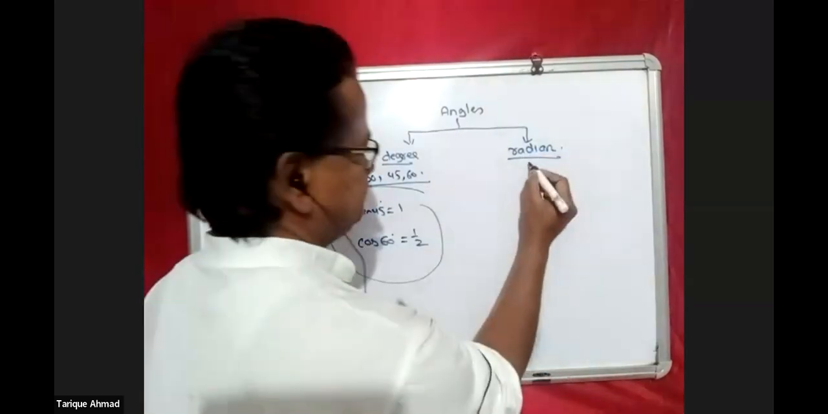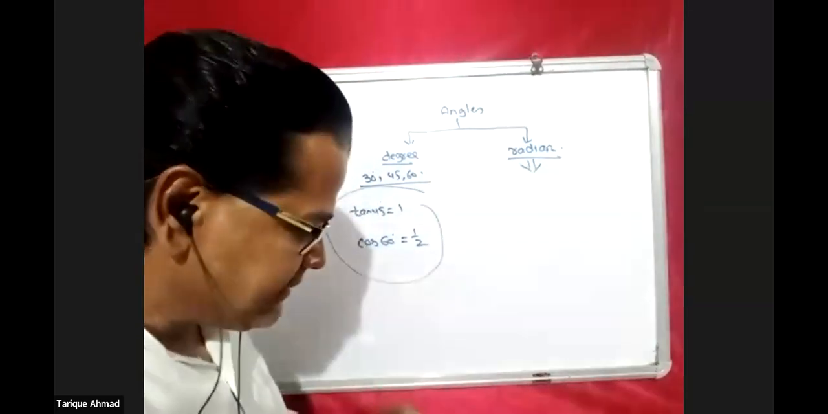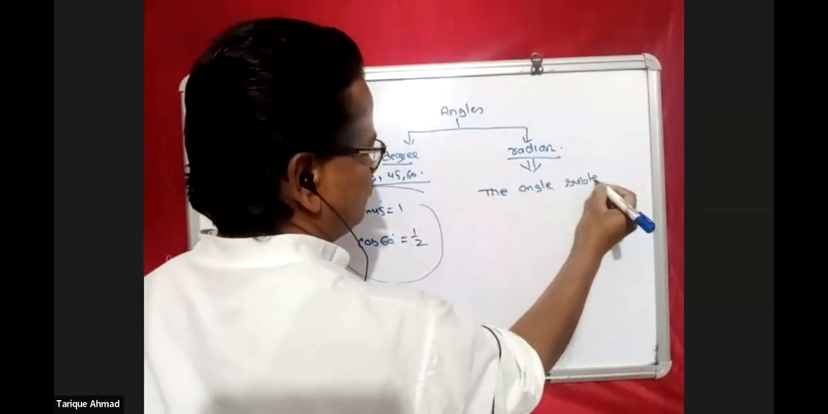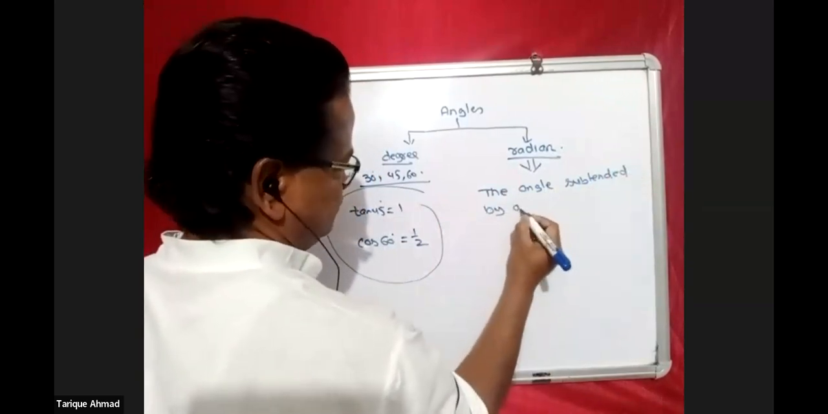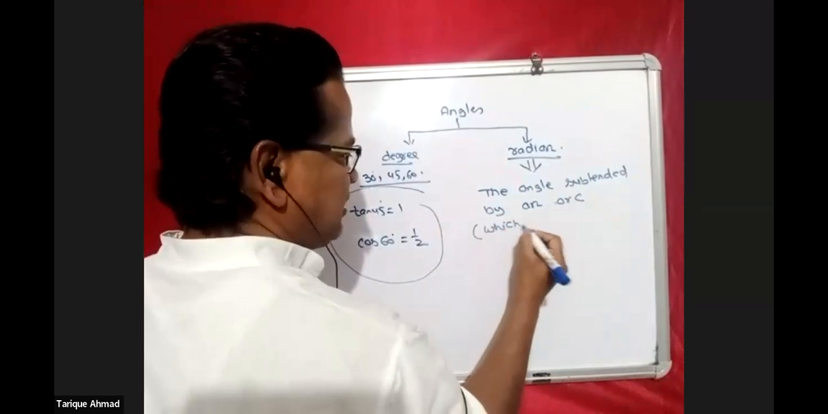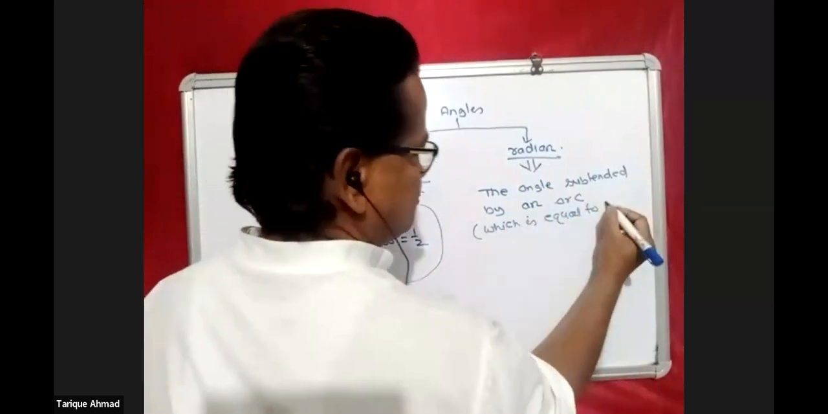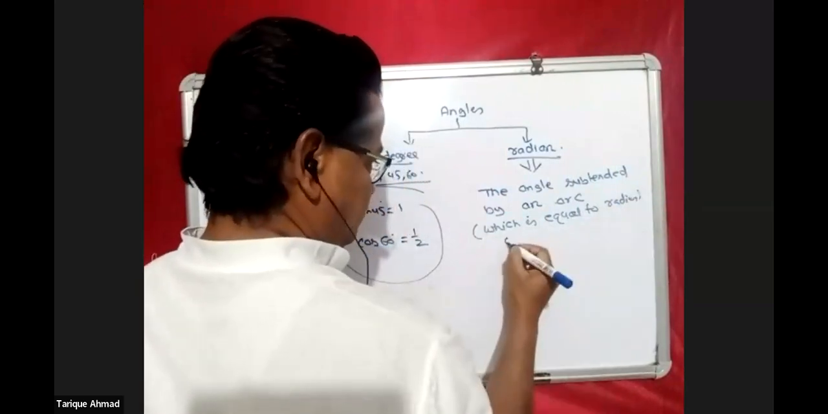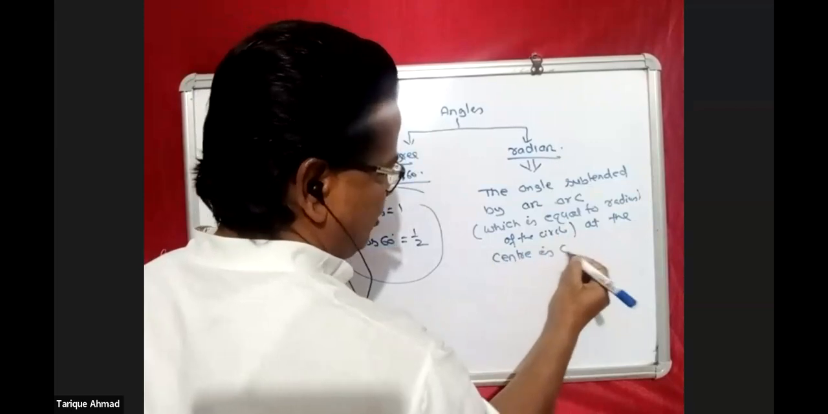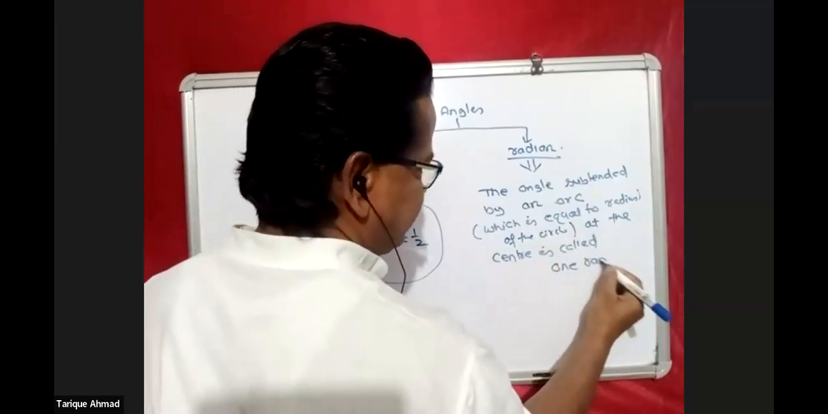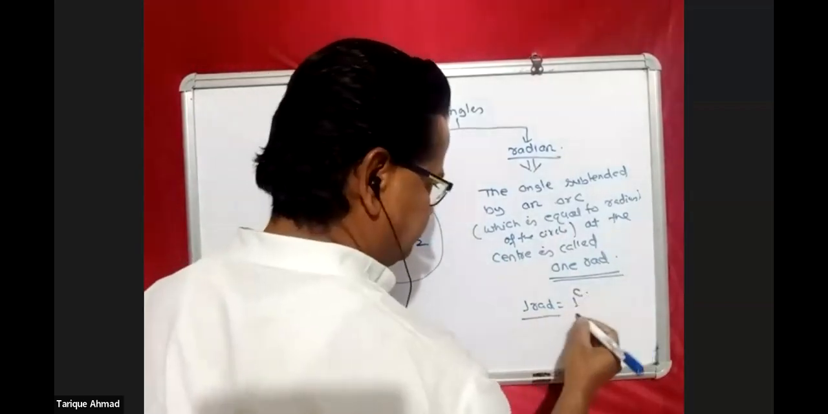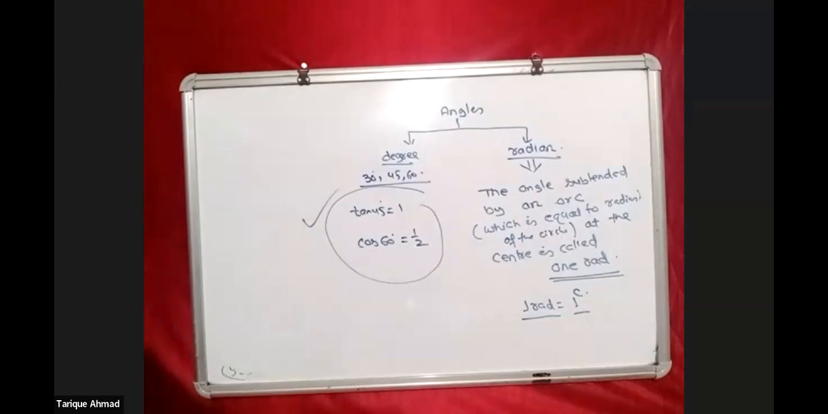Now, what is radian? Here I am writing the definition. The angle subtended by an arc which is equal to the radius of the circle at the center is called 1 radian. This is the definition of 1 radian. It is written as 1 rad or 1 to the power c. Both are notations used to show the radian.